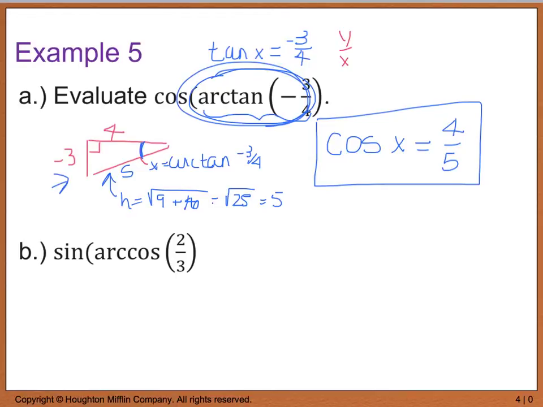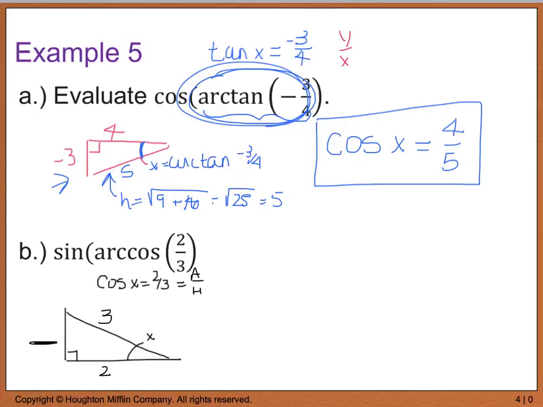Part B says that we need to evaluate the sine of the inverse cosine of 2/3. Well, this here is really the cosine of x equals 2/3. So when I go and draw my right triangle, cosine is equal to adjacent over hypotenuse. So if this right here is angle x, my adjacent side is going to be the 2, my hypotenuse is going to be 3, and I want to find this length here.